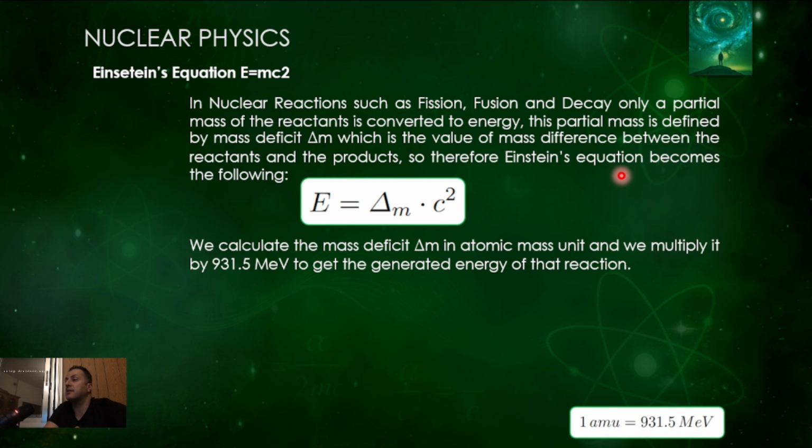Therefore, Einstein's equation becomes the following: E equals delta m c squared, with delta m the mass deficit, multiplied by, instead of c squared, 931.5 mega electron volts. Delta m is technically called the mass deficit, which is the difference between the sum of the masses of all the reactants and the sum of the masses of all the products of the reaction. And again, we multiply by 931.5 mega electron volts to get the energy value in mega electron volts.